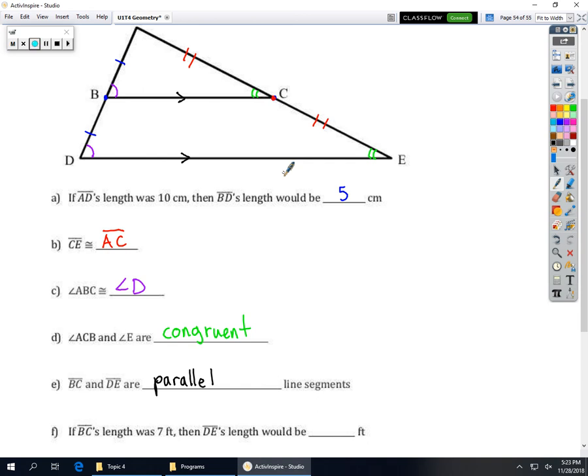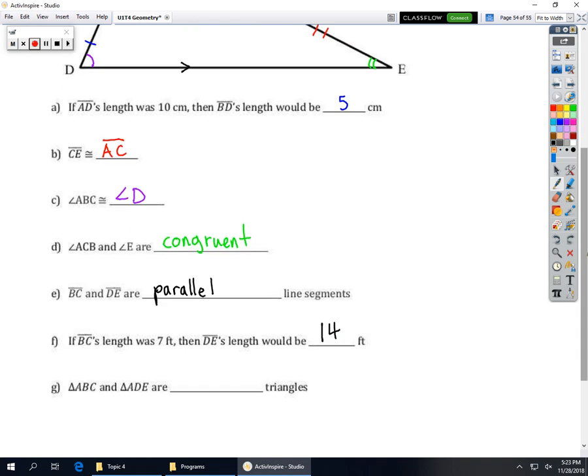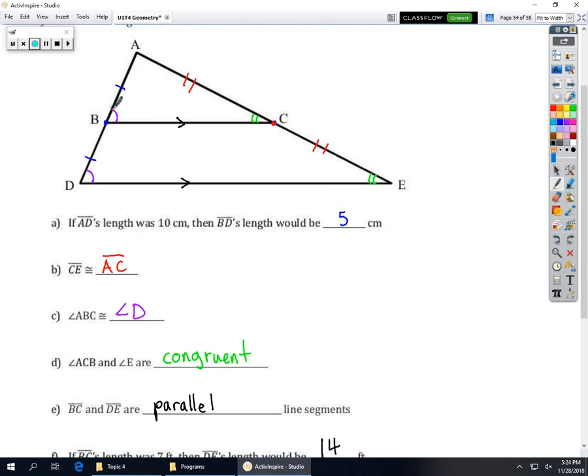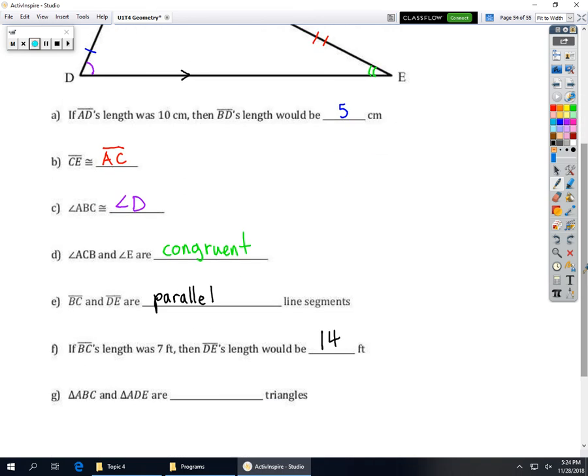All right, if BC was 7 feet, then DE would have been, remember BC is half the length of DE, so double the 7 is 14. So that should be 14. Easy. Now, last question, ABC and ADE are blank triangles. So ABC is the little triangle on the top, and ADE is the entire triangle. Well, they're not congruent because they're not the same. We said these triangles were similar. Don't worry too much about similarity, though.